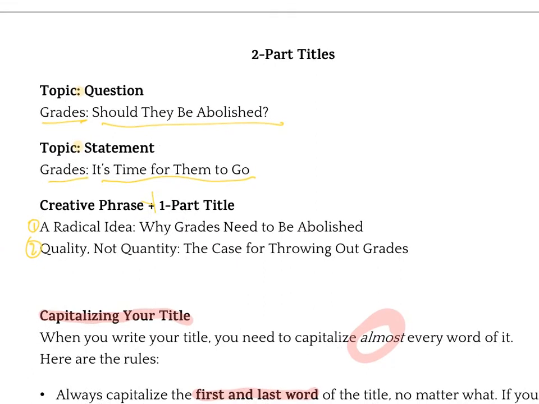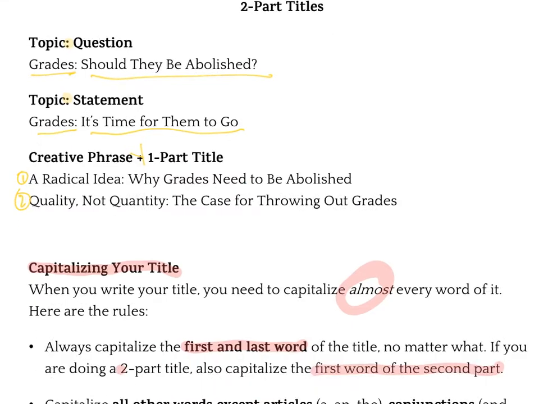So let's take a look here. We've got capital G, colon, capital S. And then the last word, and then actually every word is capitalized here. But if we look at this one here, quality, not quantity, all caps, and then a colon, and we know this has to be capitalized, and this has to be capitalized, but you'll notice that the for is not capitalized. So let's take a look at why.